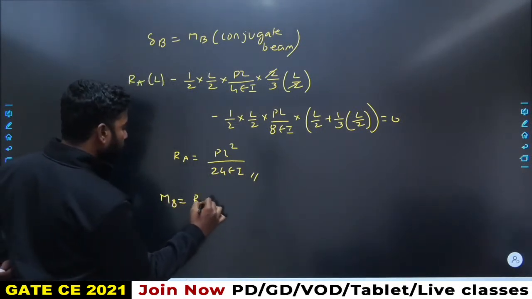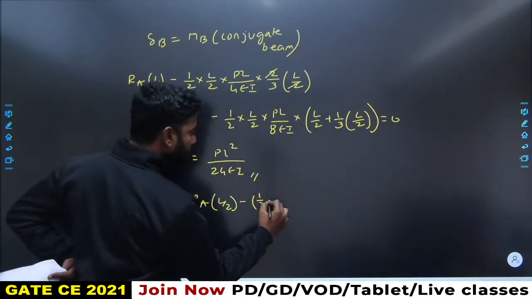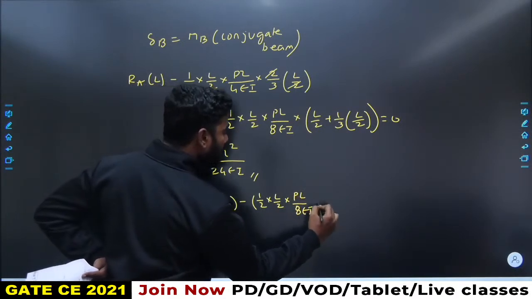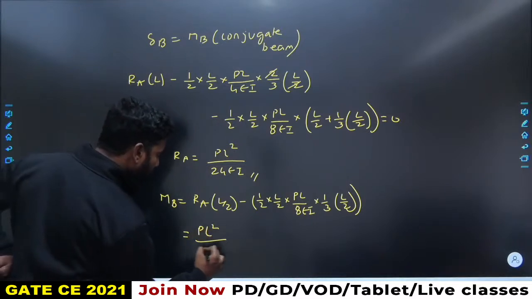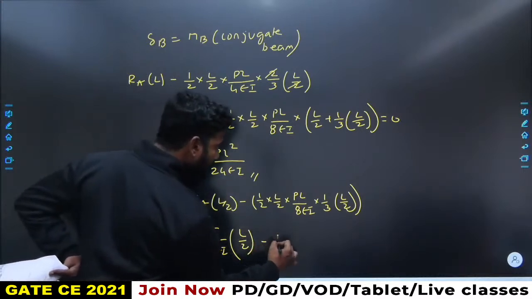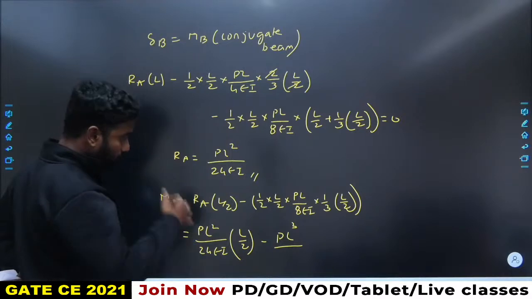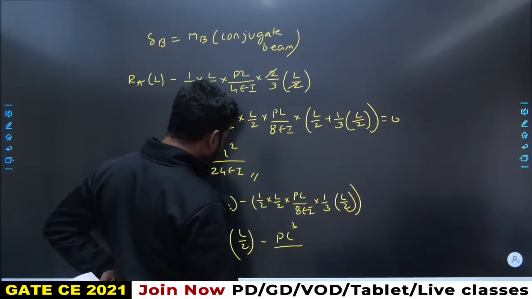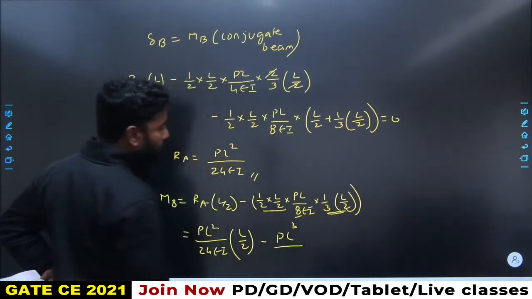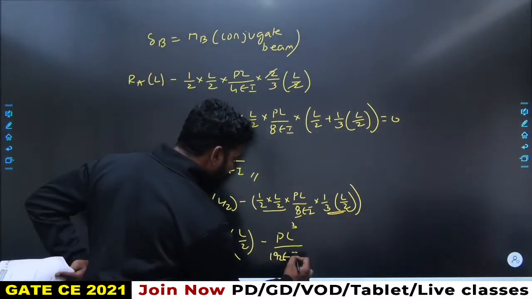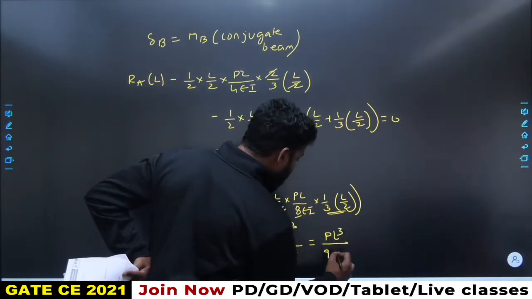Moment at B would be equal to RA into L by 2 minus the moment due to this load. Moment due to this load is half multiplied with L by 2 multiplied with PL upon 8 EI multiplied with 1 by 3 times L by 2. So moment at B is PL square upon 24 EI multiplied with L by 2 minus PL cube upon 32... 8 4 is 32, 32 into 6, 192 EI. So this would be equal to PL cube upon 96 EI, right?